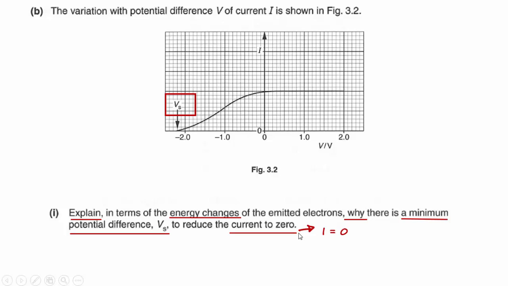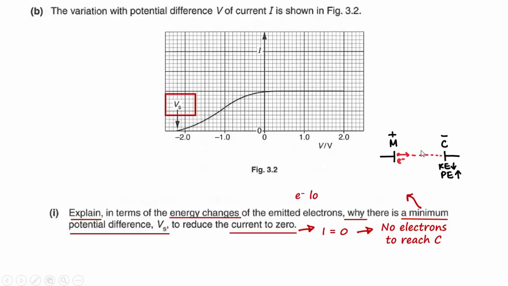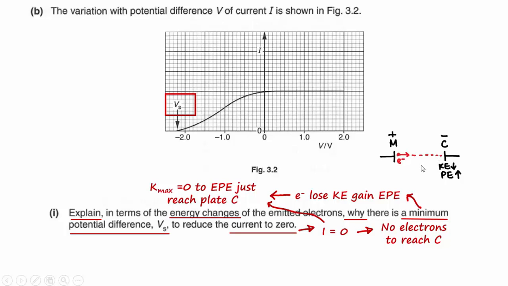For current to be zero, there should be no emitted electrons reaching electrode C. To do that, we need to apply a negative potential difference with M at a higher potential than C, such that electrons will lose kinetic energy and gain potential energy when they move from M to C. The minimum potential difference will therefore correspond to the point when electrons with the most kinetic energy will have all their kinetic energy converted into electrical potential energy just before reaching electrode C. This will be the key point in our answer.